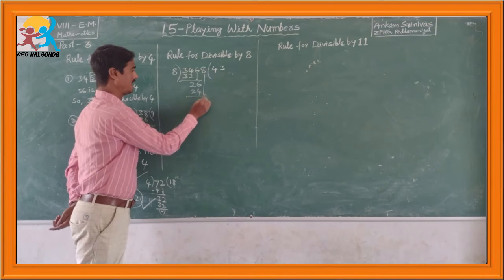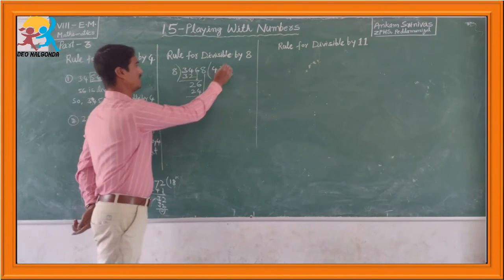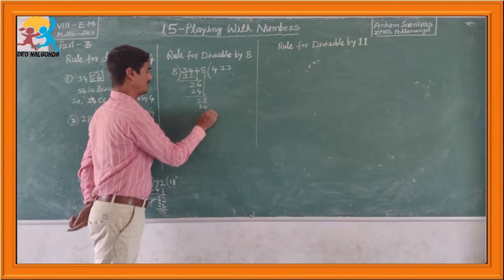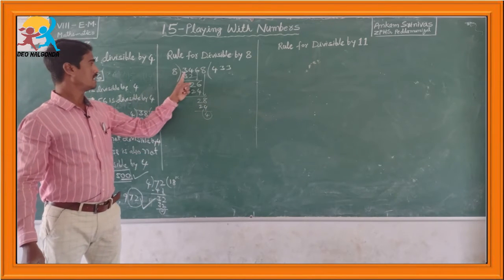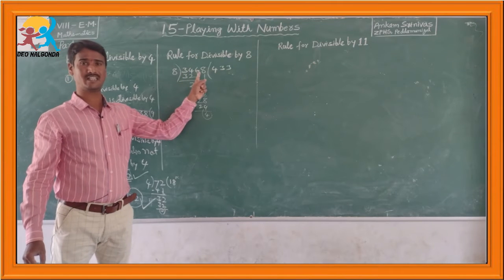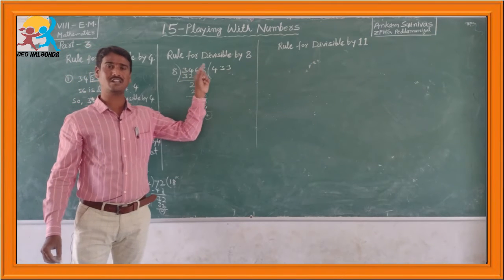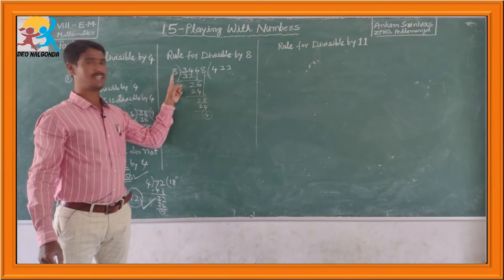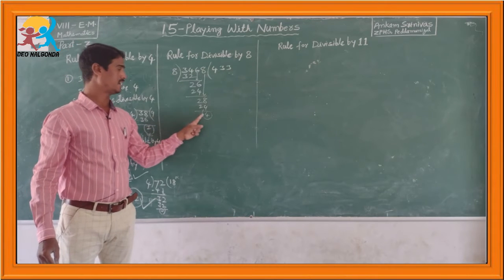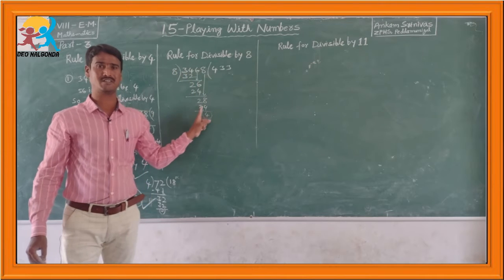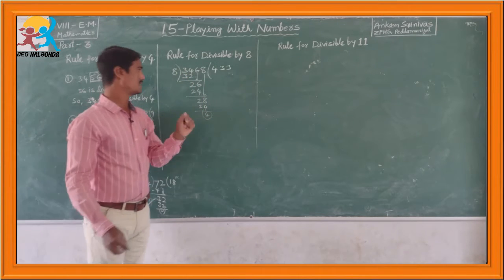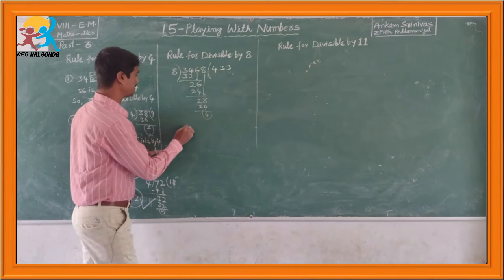And take the 8 here. So 8 3s are 24. Remainder 4. What do you understand? 3,468 is not divisible by 8, because if we get the remainder 0, it is divisible by 8. If we do not get the remainder 0, it is not divisible by 8. Take another problem.